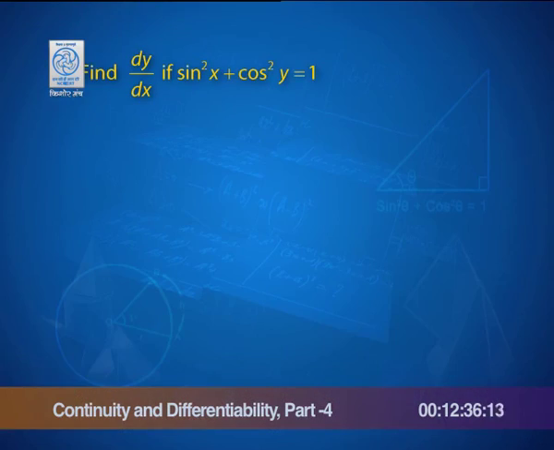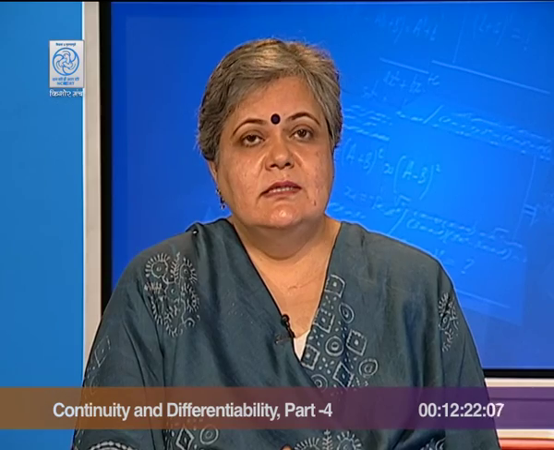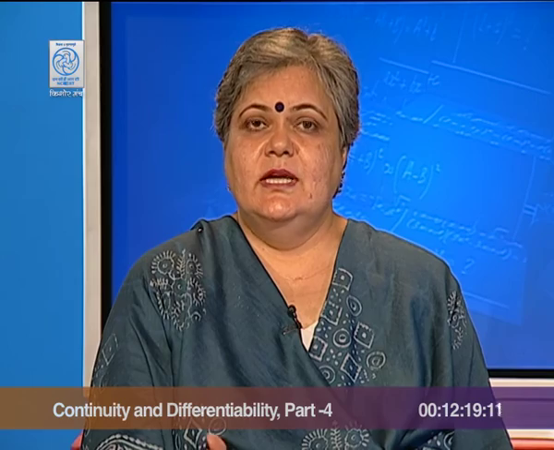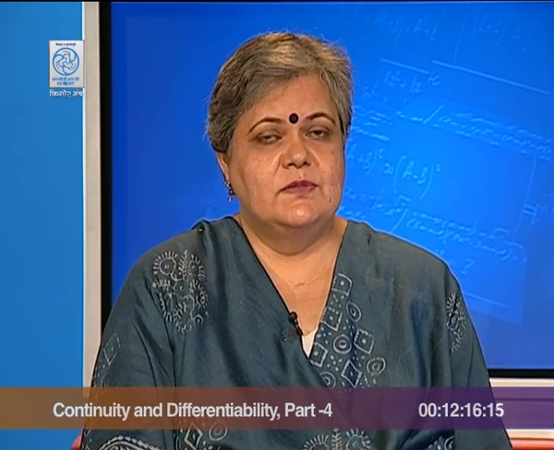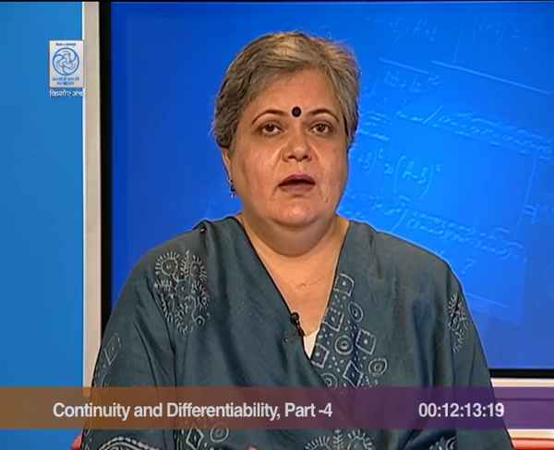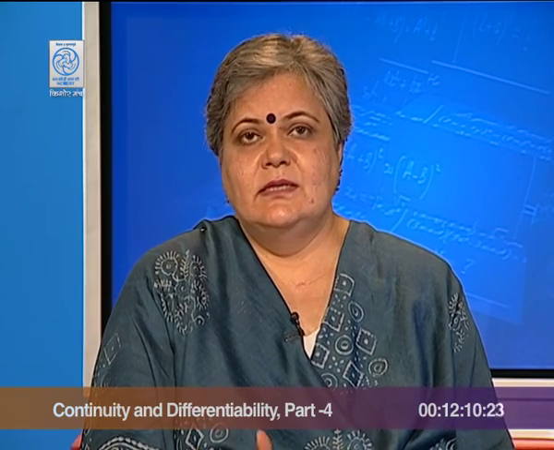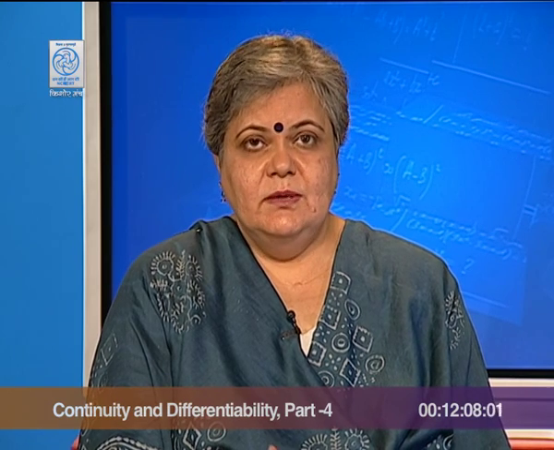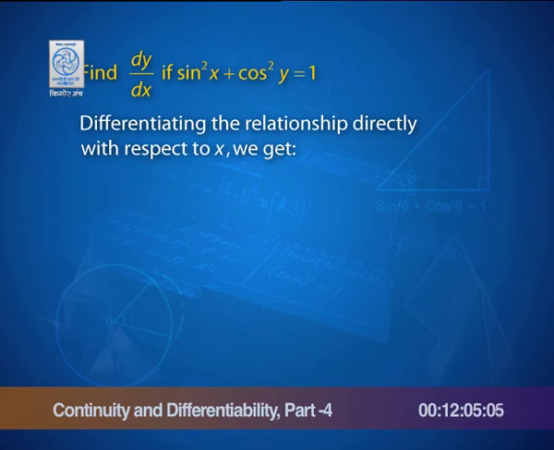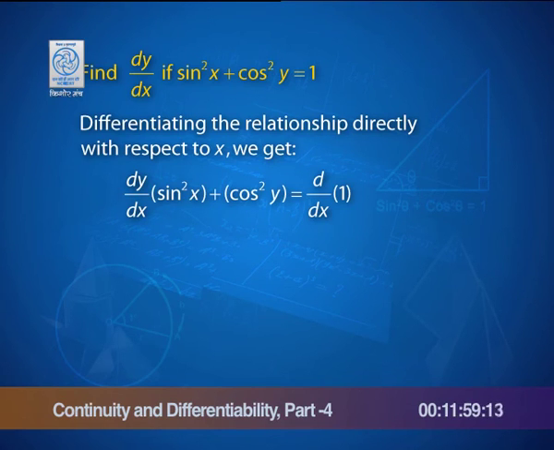How do I find dy by dx if I have an implicit function? In this case, the relation is sine square x plus cos square y is equal to 1. So, the task is the same. I have to find the instantaneous rate of change of y with respect to x, but I cannot express y in the language of x directly. What do we do? Let us demonstrate. Differentiate the relation with respect to x, we get derivative of sine square x plus derivative of cos square y equal to derivative of 1.